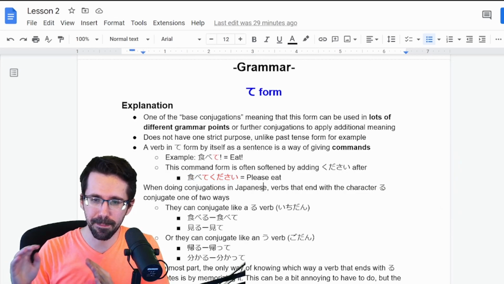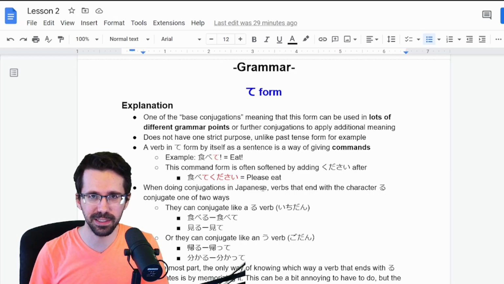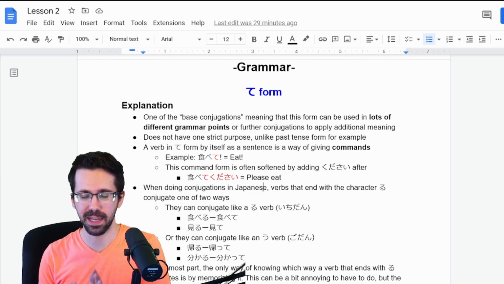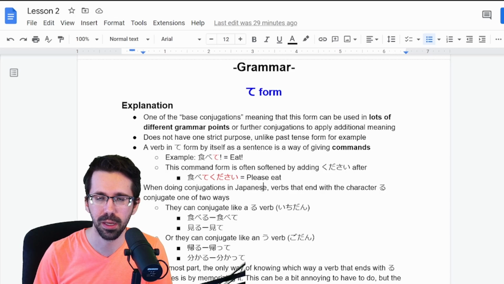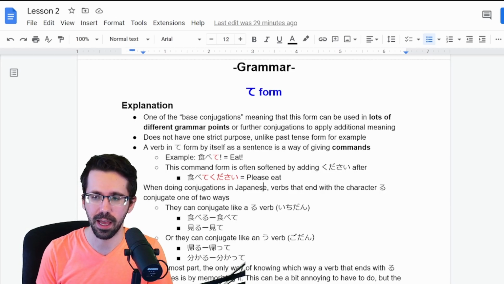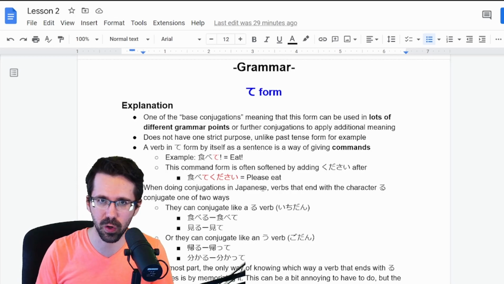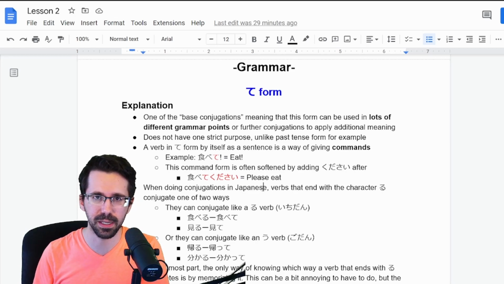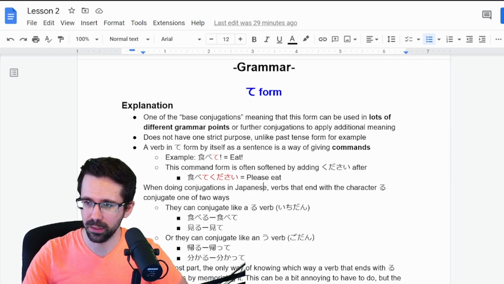There is a bunch of rules for how to make te form that can get a little bit confusing, but the main thing to know is that we're going to be looking at the last character in our verb in order to determine how it's going to conjugate. We have 9 different verb endings, for example, ru or u or gu, and these different endings will conjugate in different ways. And let's go ahead and look at those now.